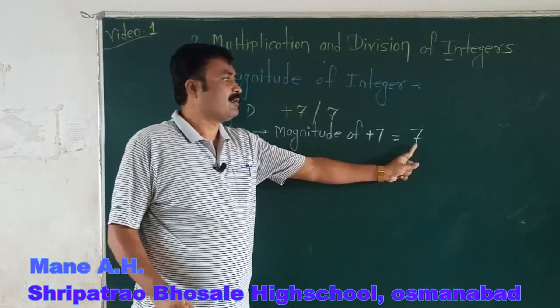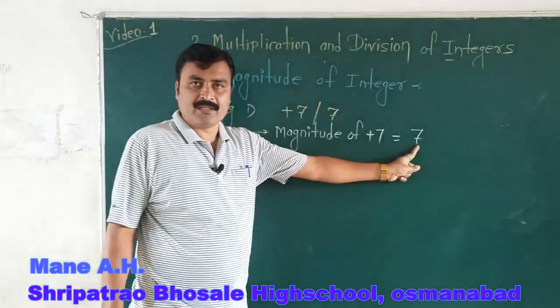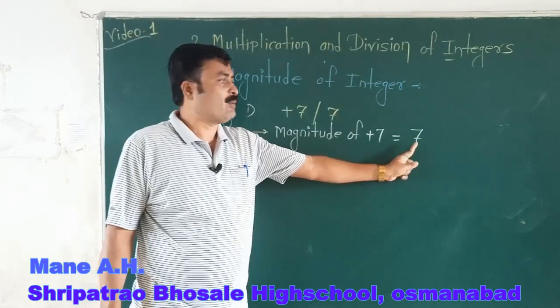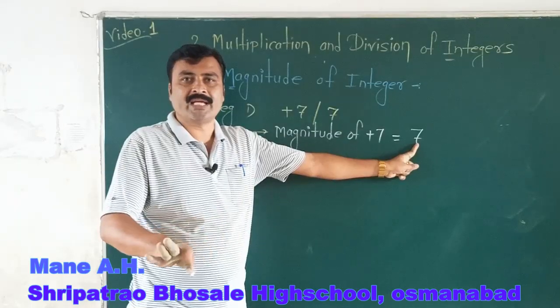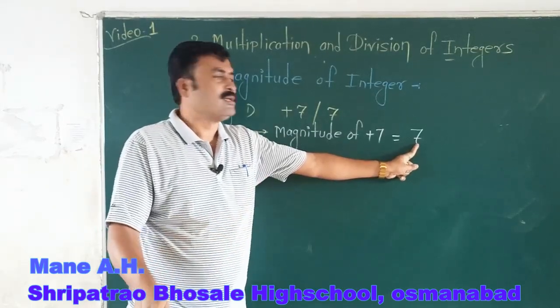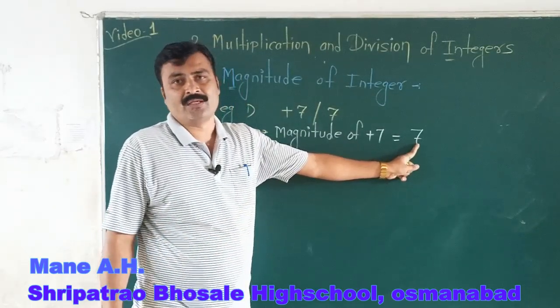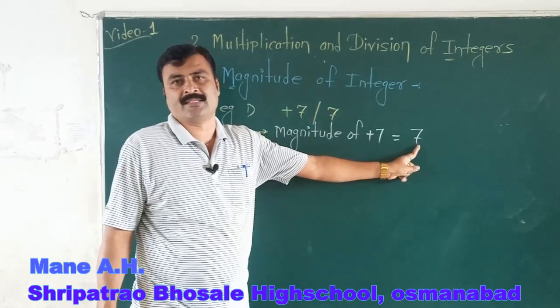This 7 that here I am keeping the finger on, ज्याच्यावर मी बोट ठेवतोय ते 7. This is not negative, not positive. This is only magnitude. ही चिन्ह विरहित किंमत असेल.